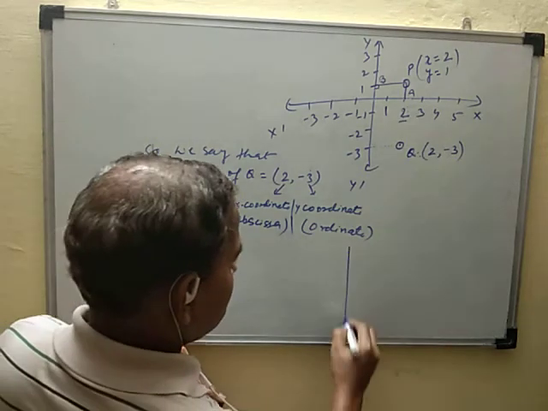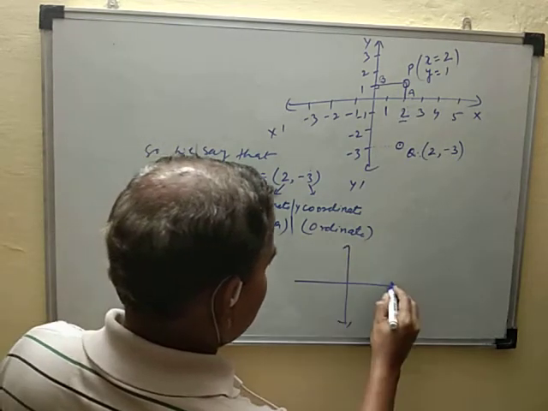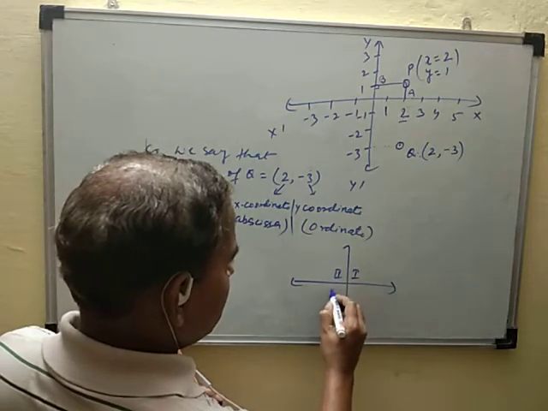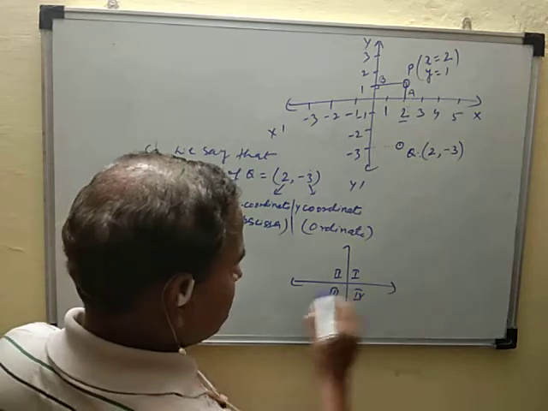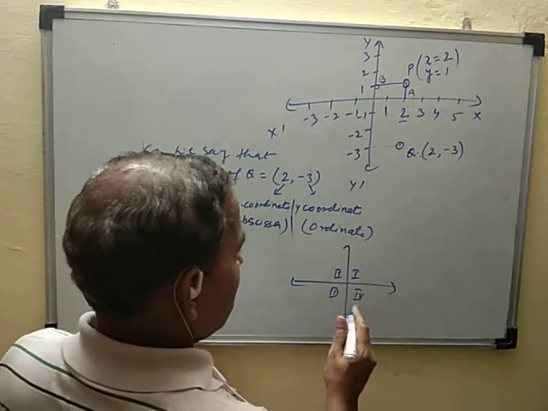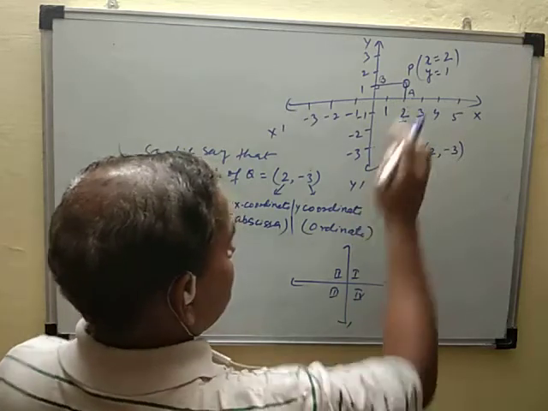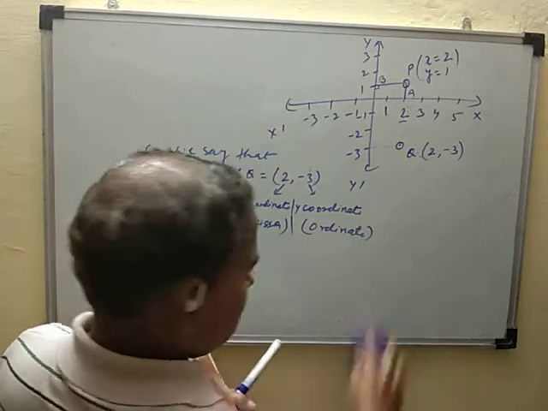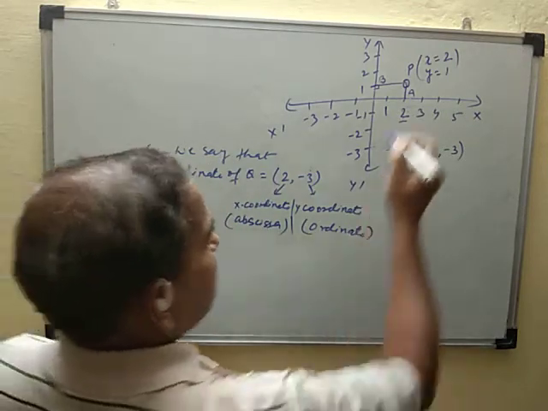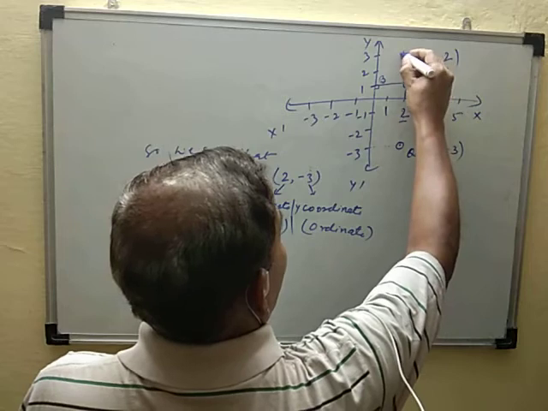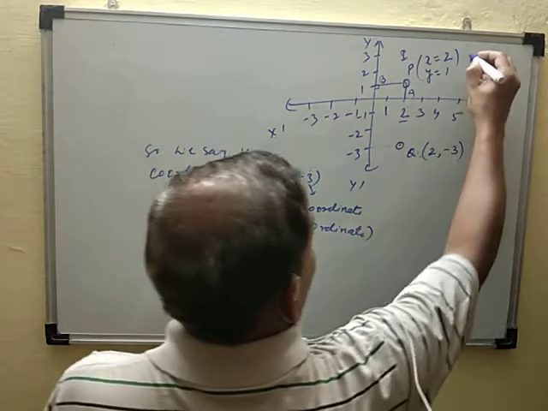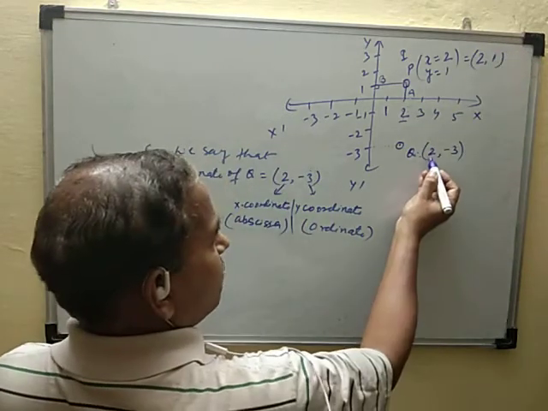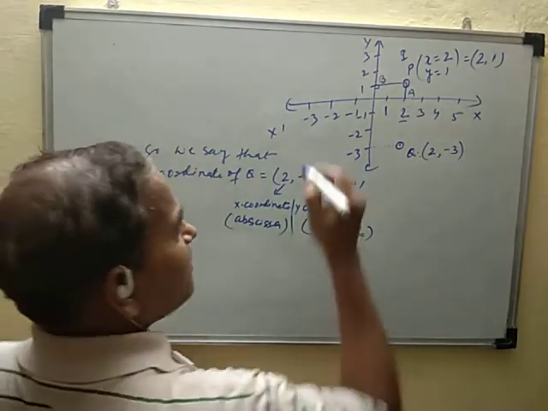Now in this figure, this is called the first quadrant, this one is the second quadrant, this is the third quadrant, and this one is the fourth quadrant. In this same figure, this point P lies in the first quadrant. So what is the coordinate of P? (2, 1), and the coordinate of Q is (2, -3).